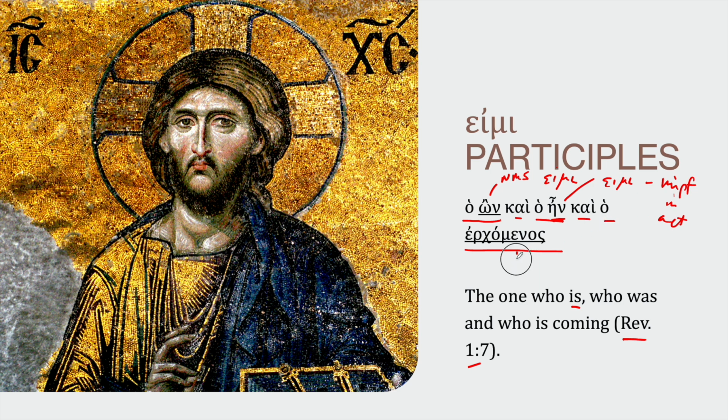And the one who is coming, that's erchomai. And here we see an example of a masculine, nominative, singular, but it's present middle, and because it's a middle only verb, erchomenos. The one who is, the one who was, and the one who is coming.